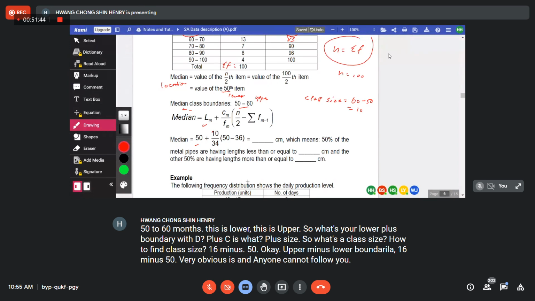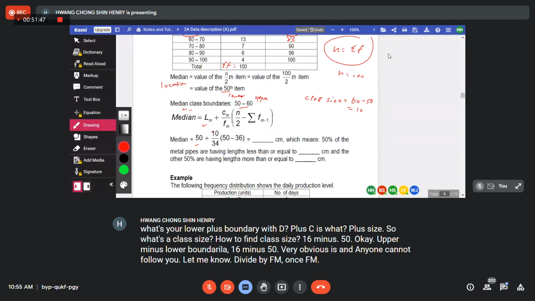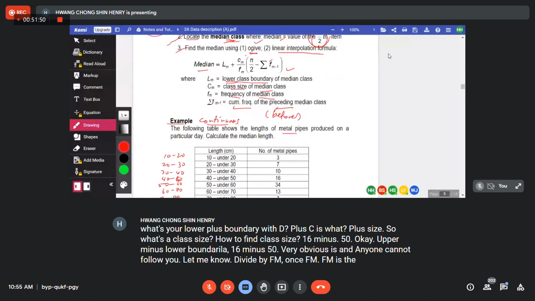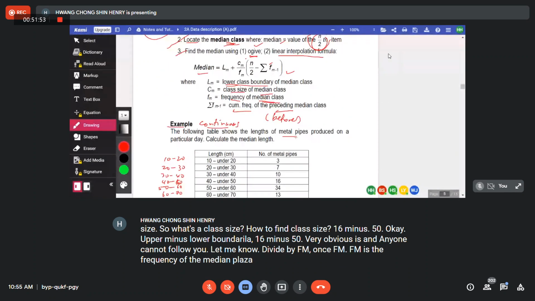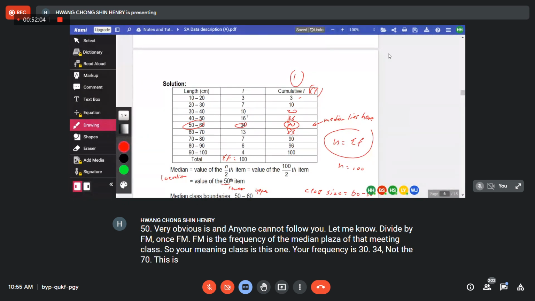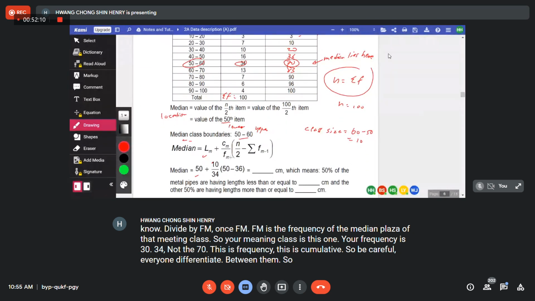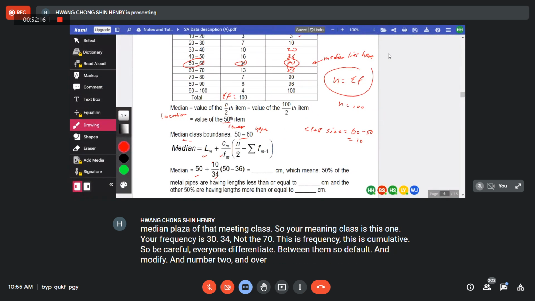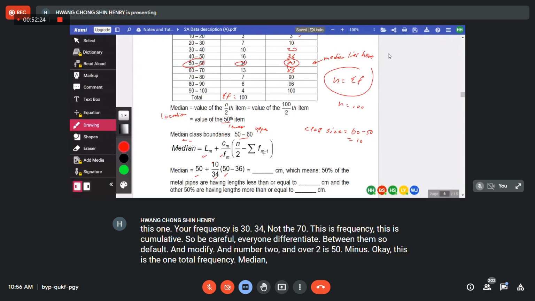Anyone who cannot follow, you let me know. Divide by FM. What's FM? FM is the frequency of the median class. So your median class is this one. Your frequency is 34. 34, not the 70. This is frequency. This is cumulative. So be careful, everyone. Differentiate between them. So 34, multiplied by n over 2. N over 2 is 50. Minus, okay, this is the one. Total frequency median minus 1. What is that?